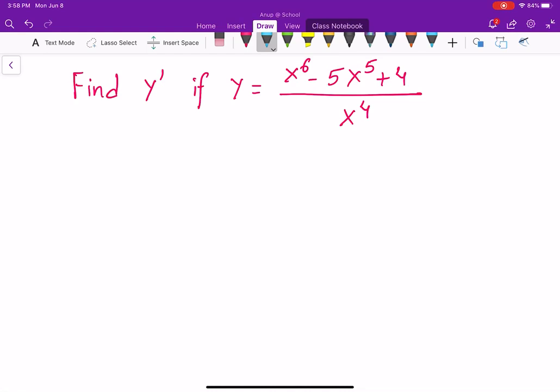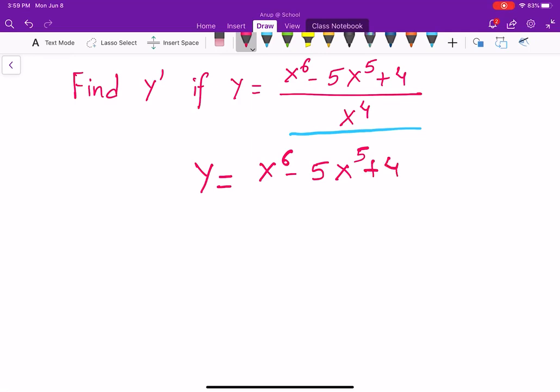Find y prime if y is given like this, which is x to the power 6 minus 5x to the power 5 plus 4, everything in the numerator, divided by x to the power 4. So how to find the derivative of this? To just use the basic differentiation rule, I can see here the given function, which is y equals x to the power 6 minus 5x to the power 5 plus 4 divided by x to the power 4.